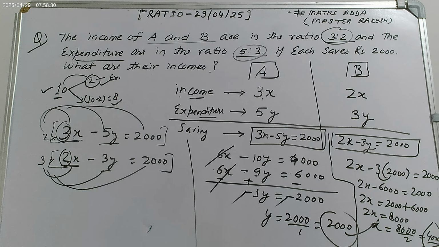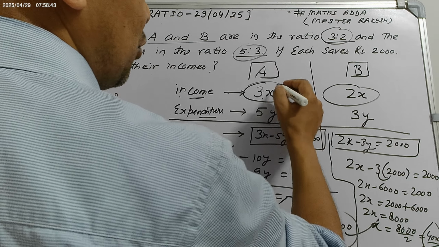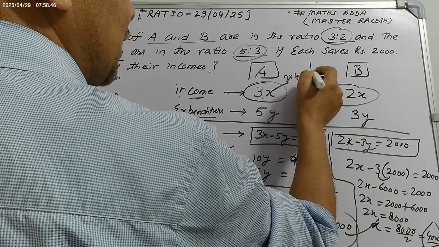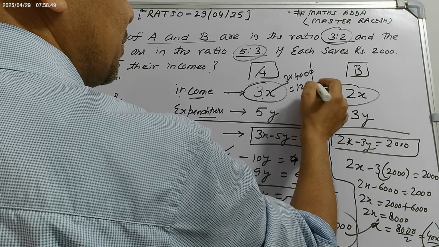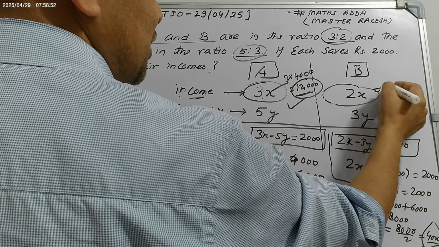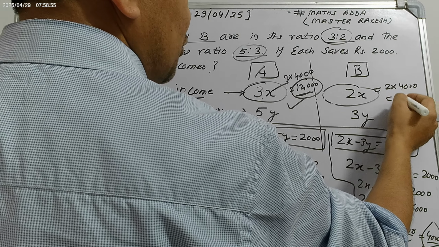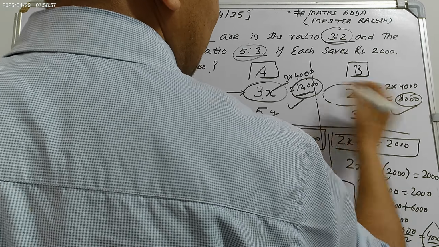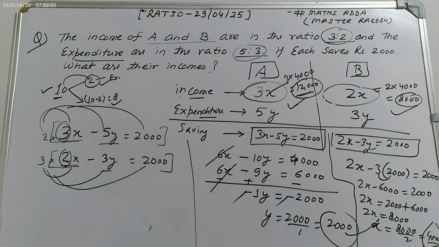You have got the value of y and the value of x. So now what are their incomes? You have to find the incomes. x's value is 4000, so 3 into 4000 equal to 12,000. A's income is 12,000 rupees. B's income is 2 into 4000, 8,000 rupees. So this is the answer: 12,000 and 8,000 would be their incomes. If you have to find the expenditure, put the value of y here. You already got y's value, so 10,000 rupees this, or 6,000 rupees this. This is one of the beautiful questions.